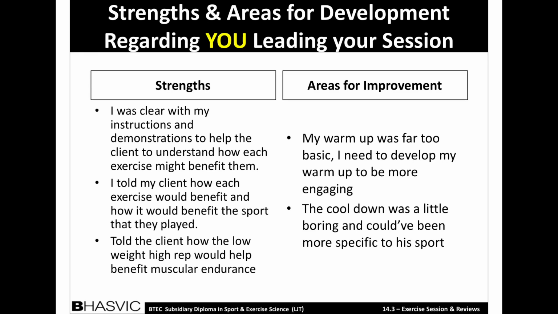I also had some areas for improvement. I thought that my warm-up was far too basic. I needed to develop some more engaging warm-up drills. I also thought my cool-down, as noted by my peer observer and client, was a bit too basic and boring, and it could have been a bit more specific to his sport.